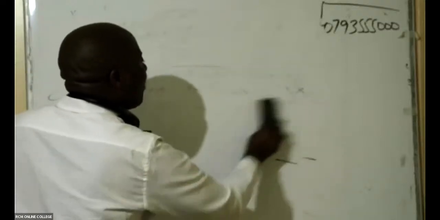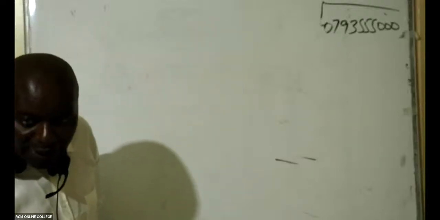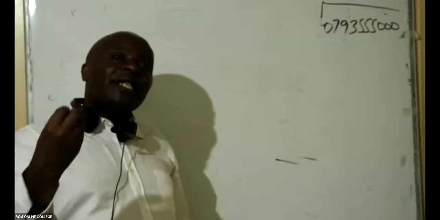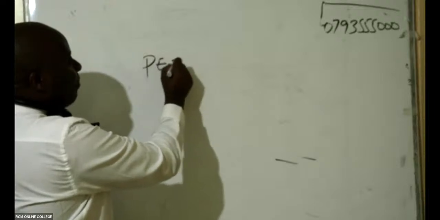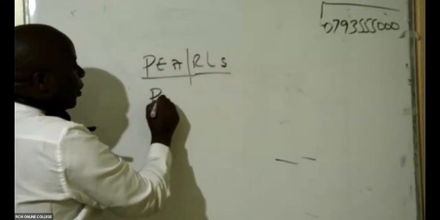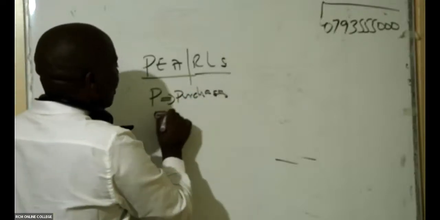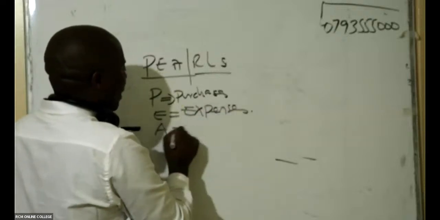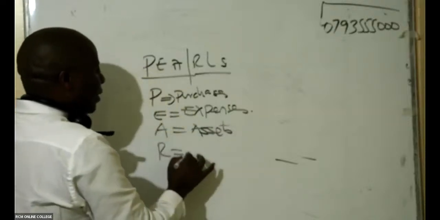So whenever we talk about PEARLS, it's an acronym that will help us to appreciate the double entry. It will enable us to appreciate the double entry. So P stands for purchases. E stands for expenses. A stands for assets. R is revenue.